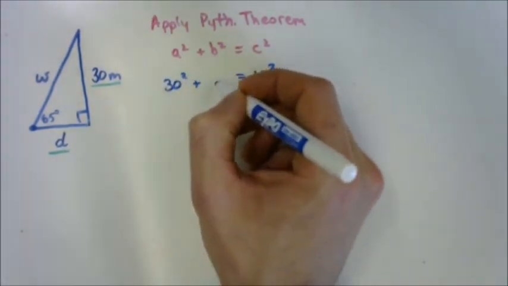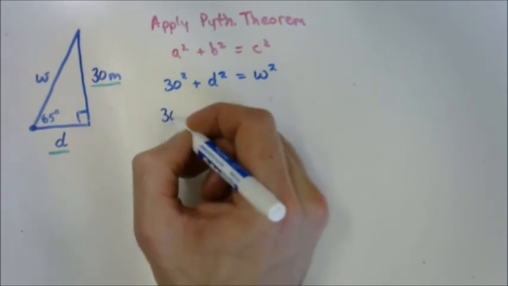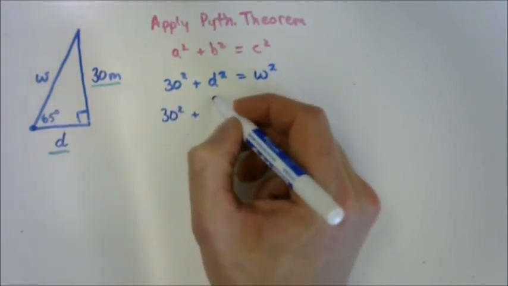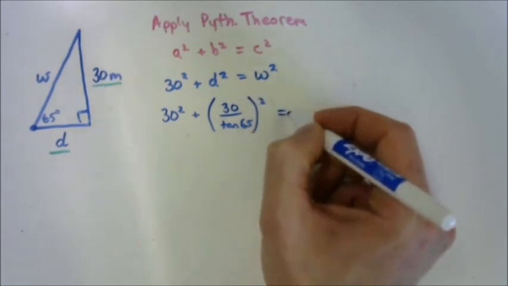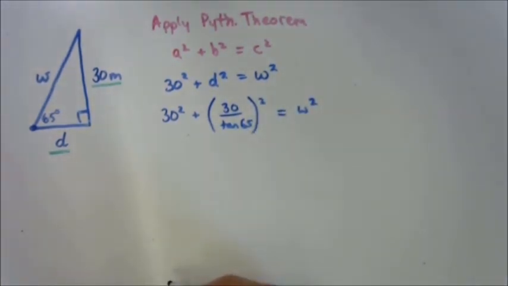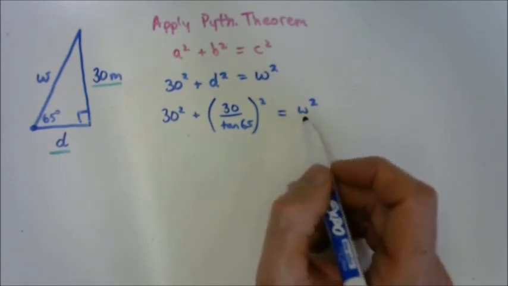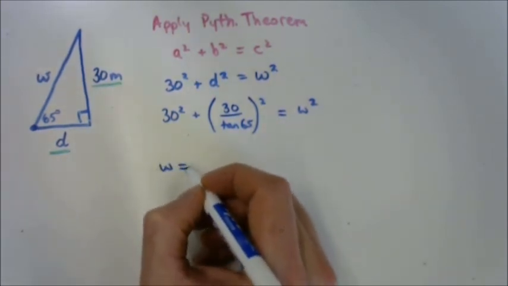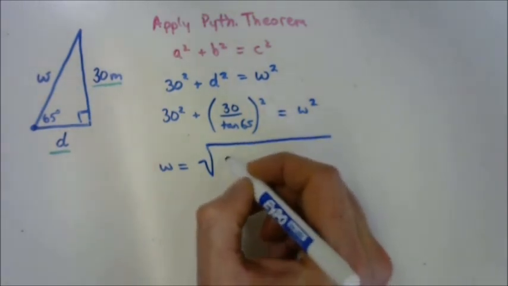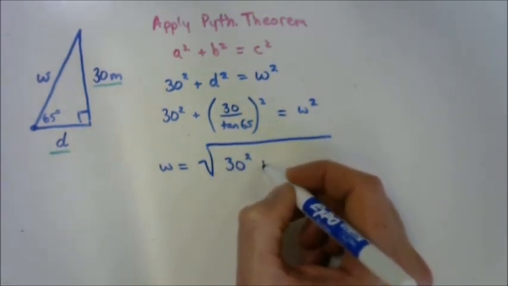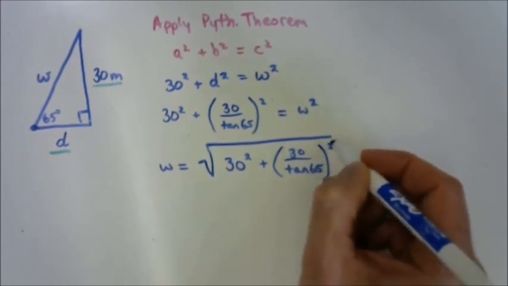So we've got 30 squared plus d squared. Now we have found the length of d, so we can fill that in. We've got 30 squared plus d squared, which is 30 over the tangent of 65, remember to square it. And that equals w squared. Now I actually still don't need to make any calculations yet because I can take the square root of both sides. I'm going to swap sides here also. So the square root of w squared is just w. And then we got a big square root symbol here, and underneath it is going to be 30 squared plus, in brackets, 30 over the tangent of 65 squared.